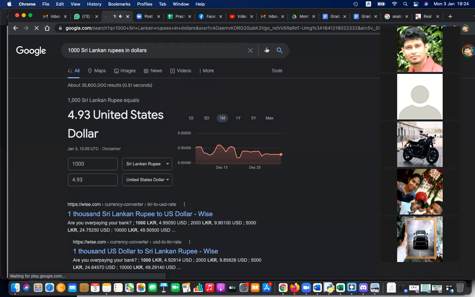You can see, 1,000 Sri Lankan rupees equals $4.93. It can even convert the currencies, right? You can see, it can understand the currency rate and convert that. Likewise, it can do many tasks. So that is the nature.